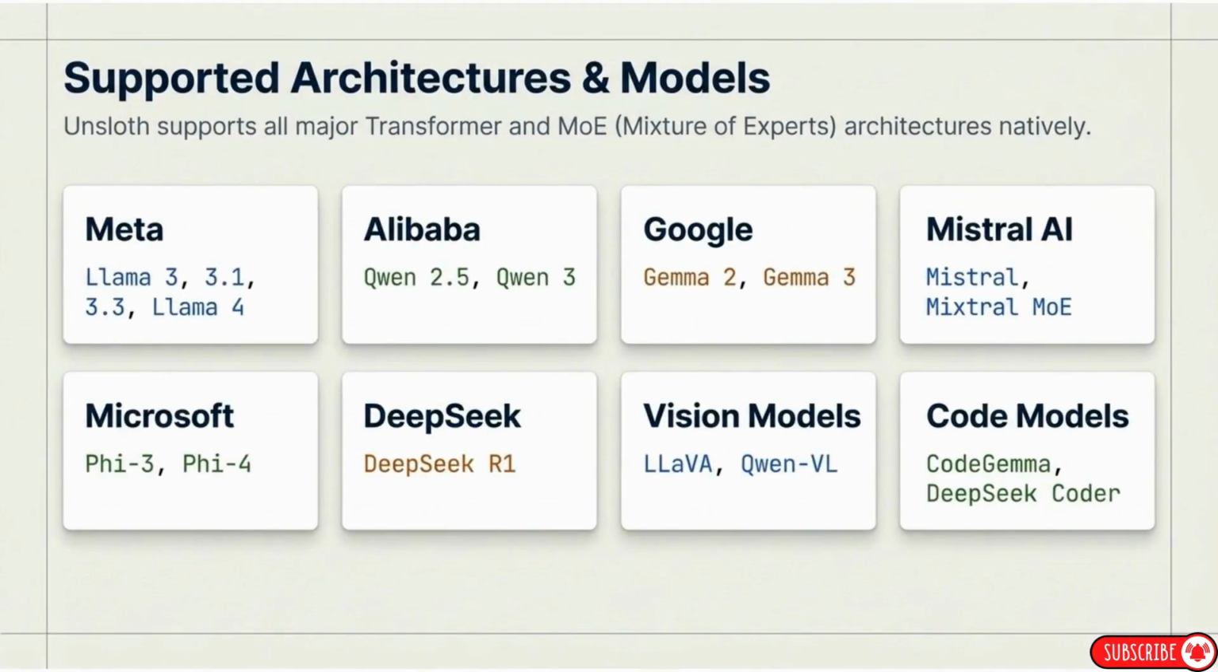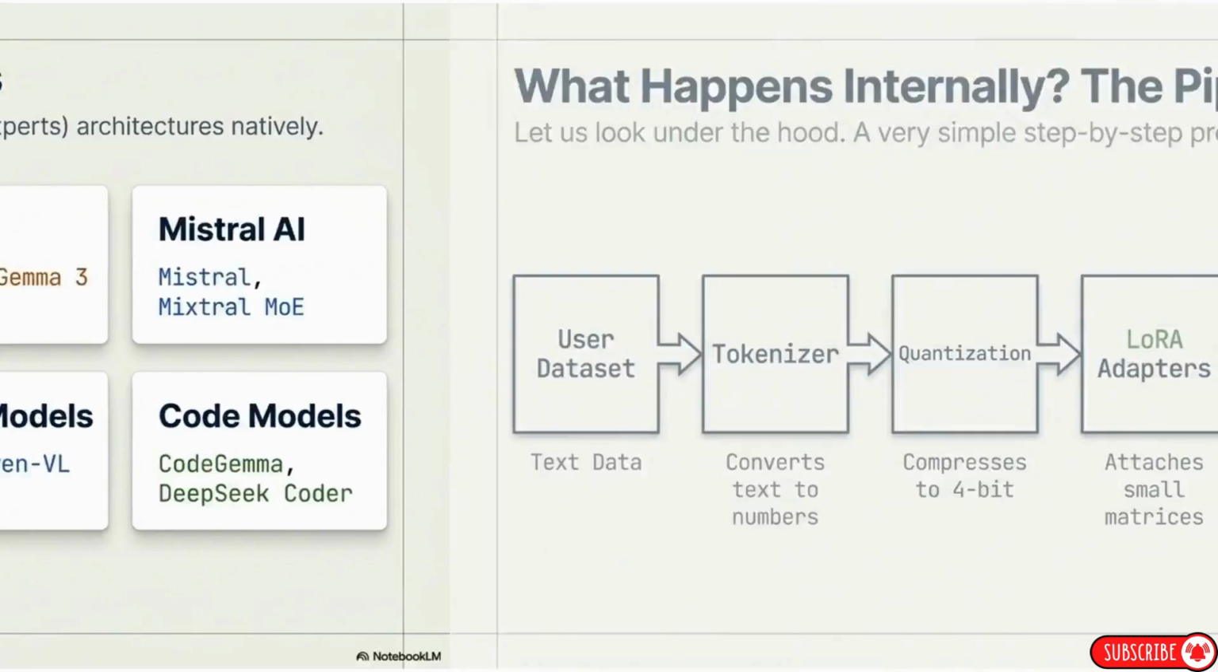Unsloth supports many popular transformer models and mixture of experts architectures. This includes Meta Llama models, Alibaba Qwen models, Google Gemma models, Mistral models, Microsoft Phi models, DeepSeek models, vision language models, and code models. So Unsloth is not limited to one model family.